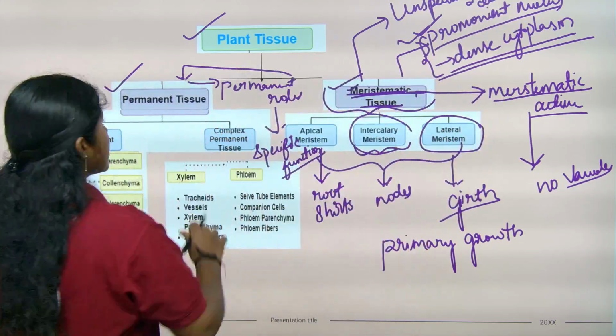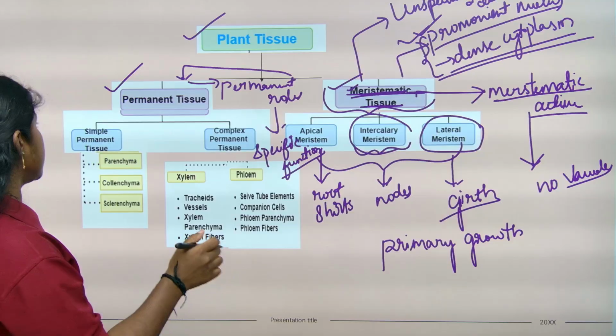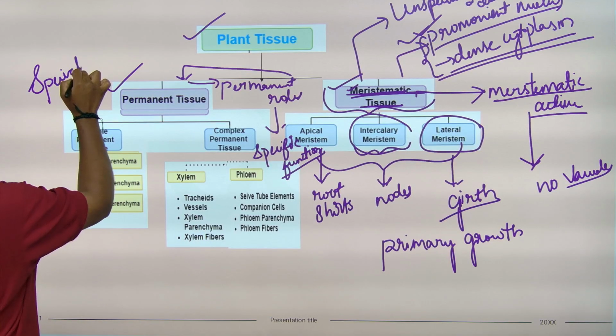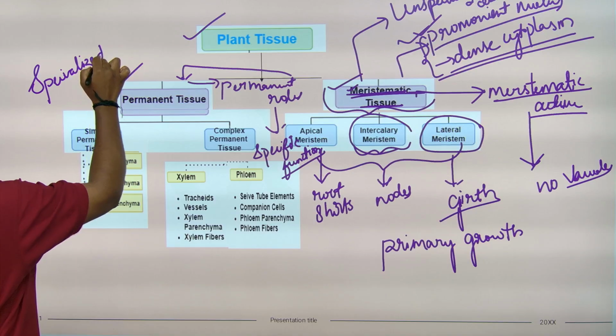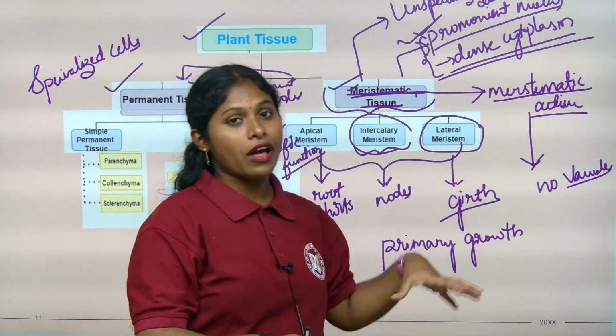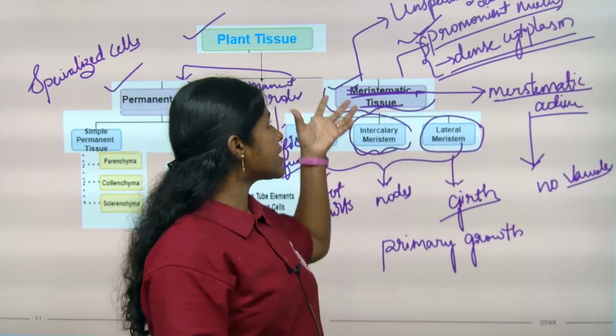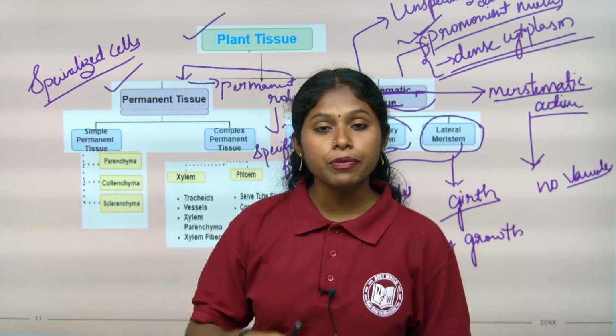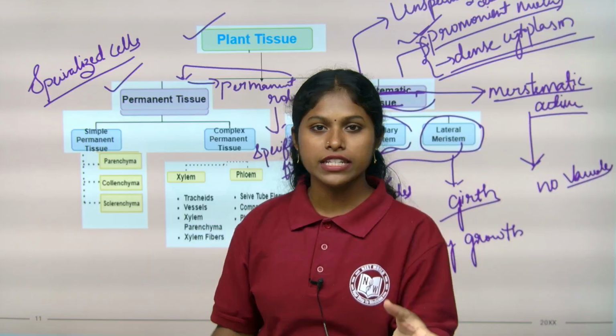So these have permanent roles and specific functions. These are specialized cells. All clear, children? The others are unspecialized because they don't have any specific function. That is why we call them unspecialized cells. These are specialized cells because they have permanent roles, a specific function.